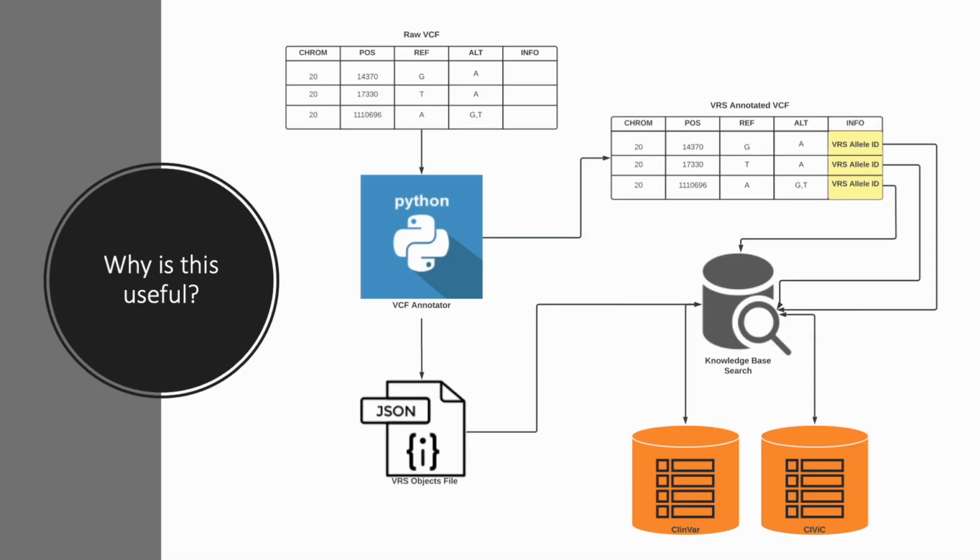So let's now return back to the question of why this is useful. Once you have annotated your VCF with the VERS allele IDs, you are able to use those as precise and simplified lookup values for federated data from knowledge bases such as ClinVar and CIViC, who are experimenting with adopting VERS. You can also perform your own VERS annotation of any locally stored databases to greatly simplify the knowledge base searches and their required translation for proper annotation within your own pipeline.